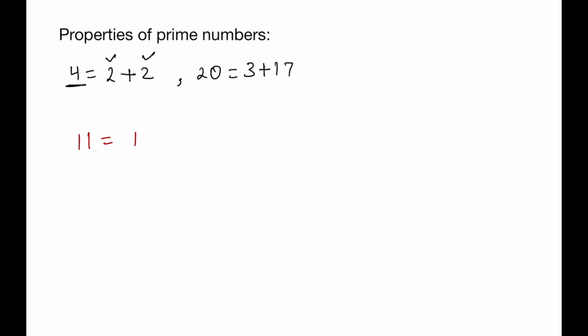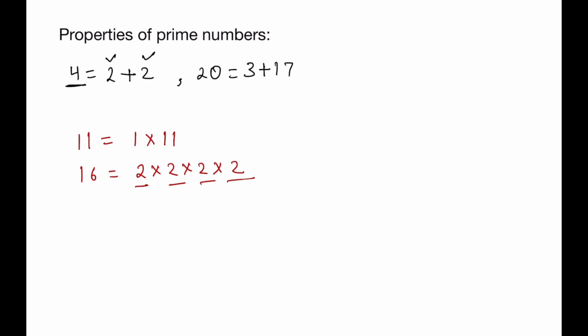How? We can multiply it 1 into 11. Let me take another example. If I write 16, it can be written as a product of 2 into 2 into 2 into 2. All are prime numbers. So every positive integer greater than 1 can be written as a product of prime numbers. We know this property as the fundamental theorem of arithmetic.